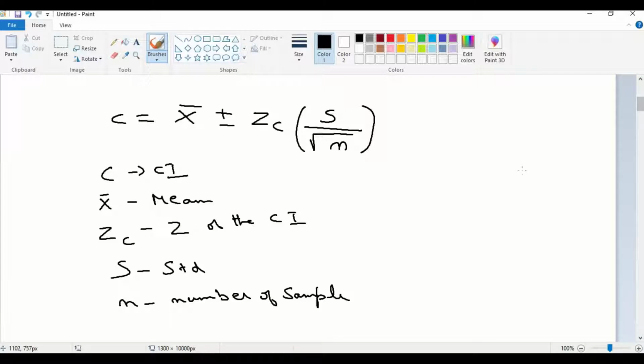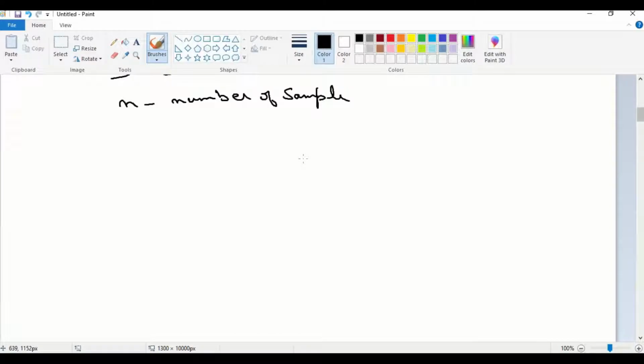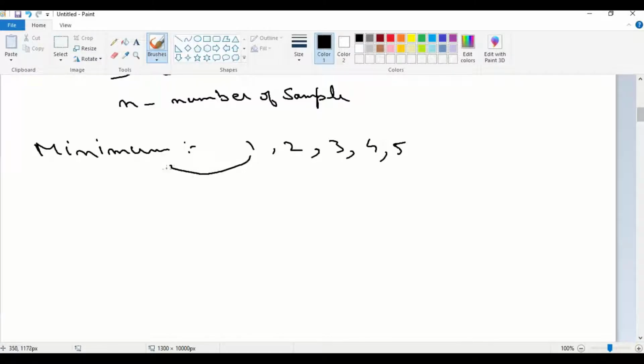Okay. Next comes minimum. So what is minimum? To be more precise, let us take 1, 2, 3, 4, 5. Here the smallest value is 1. So 1 will be the minimum. Next comes maximum. In a data set, the value which is very big is the maximum. Okay. Here for this given data set, the maximum is 5.